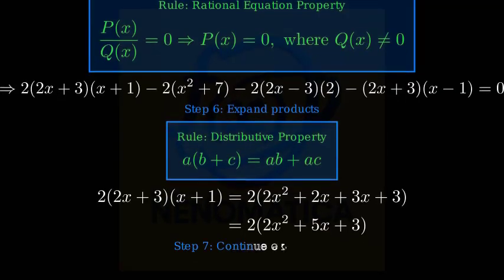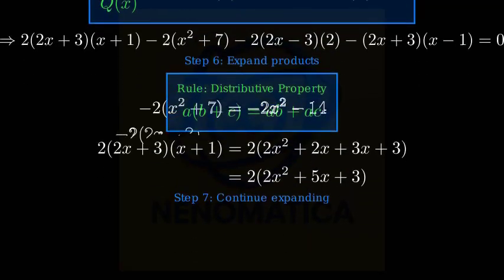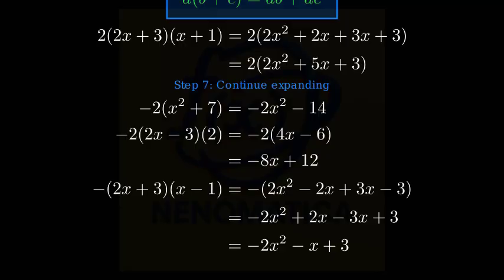For the remaining terms, let's continue expanding. The second term is negative 2 times (x squared plus 7), which equals negative 2x squared minus 14. The third term is negative 2 times (2x minus 3) times 2, which equals negative 2 times (4x minus 6), which simplifies to negative 8x plus 12. The fourth term is negative (2x plus 3) times (x minus 1), which equals negative 2x squared minus 2x plus 3x minus 3, which simplifies to negative 2x squared plus negative x plus 3.